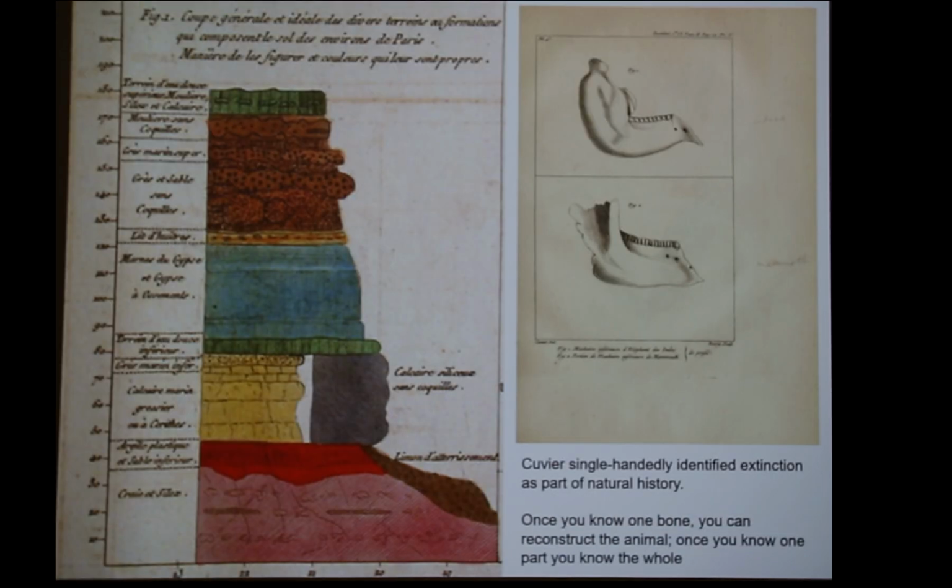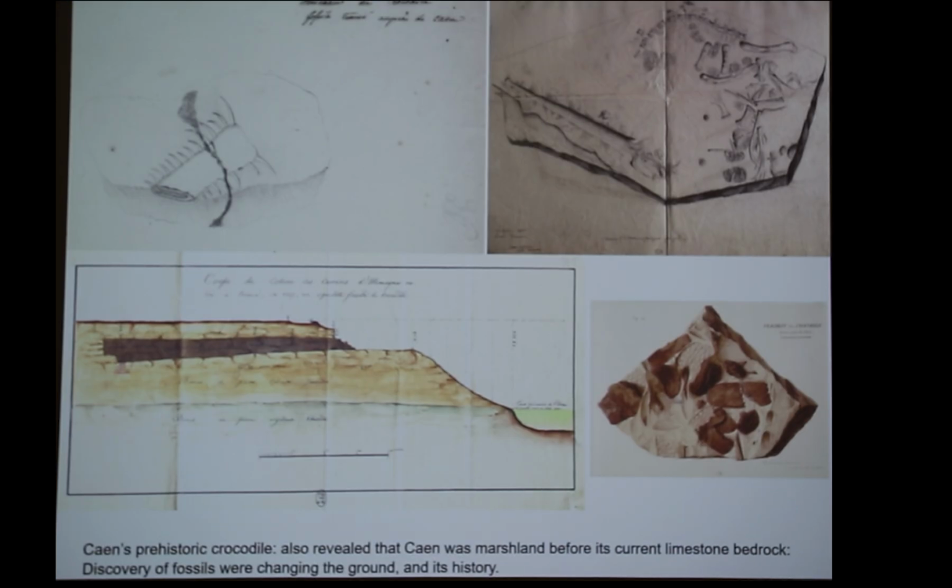And he says, with my theory of functionalism, once I know one part, I can reconstruct the entire animal. Once you know one part, you will be able to know the entire whole. So, for instance, one of the things that comes to Cuvier's hands is this crocodile found in Caen, which reveals that Caen was a marshland before having its current limestone bedrock.